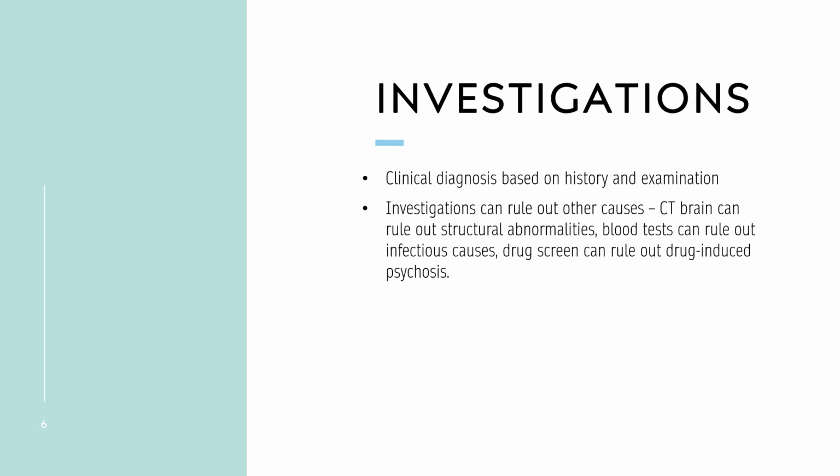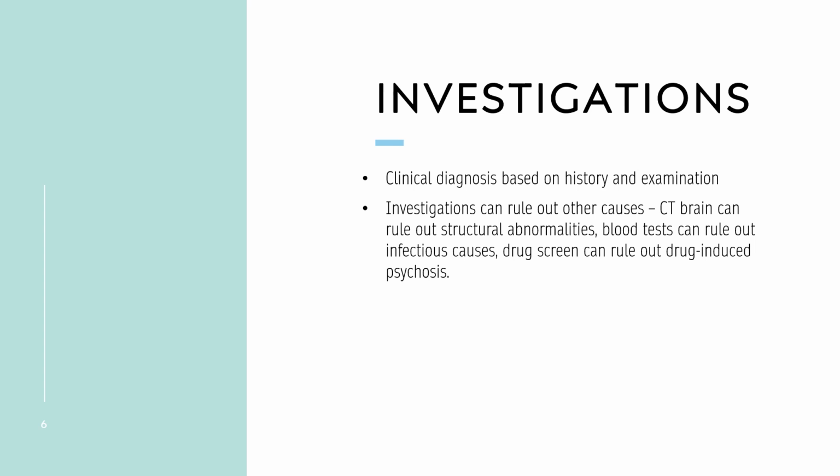However, it's important to note that investigations still play a role in ruling out other causes. So for example, you might do a CT scan of the brain, and what that can do is rule out structural abnormalities in the brain, abnormalities that might be causing similar symptoms. You want to rule that out. You might do blood tests, because that can help to rule out an infection. And infections can cause, again, psychosis. Infections can cause some of these symptoms that we've spoken about. And it's also important to do a drug screen, because drugs can also be a cause of these symptoms. Drug-induced psychosis is something that's important to rule out.